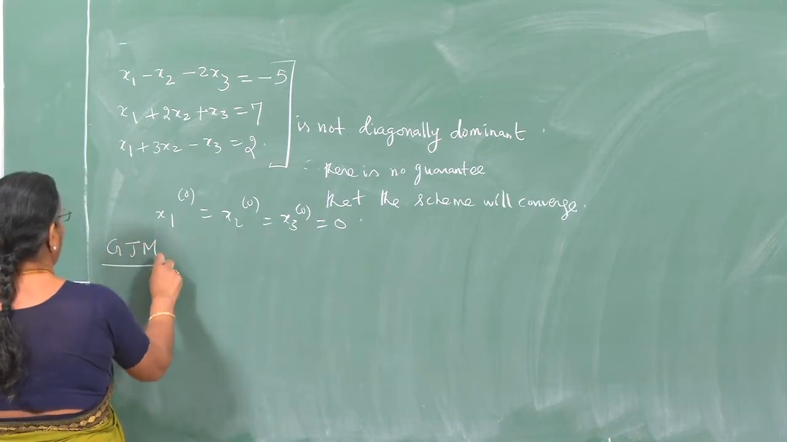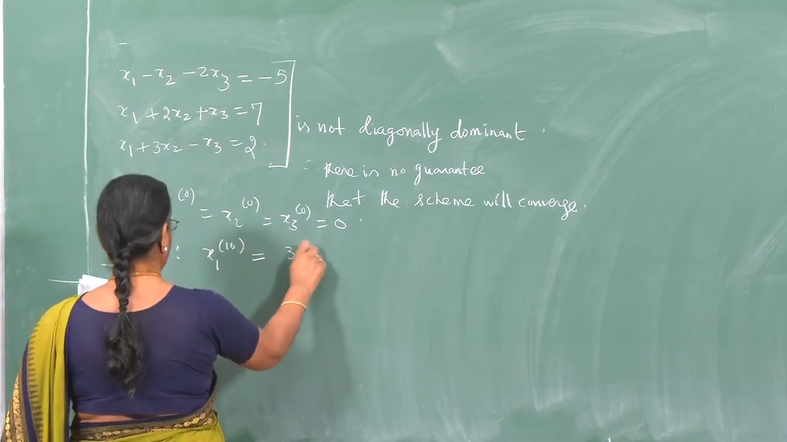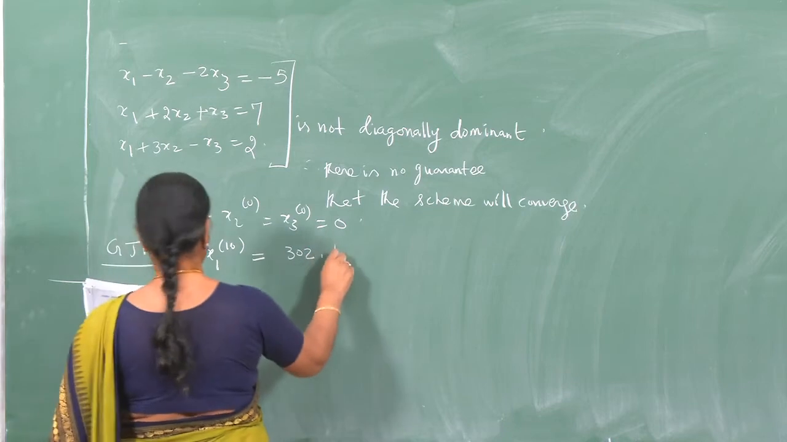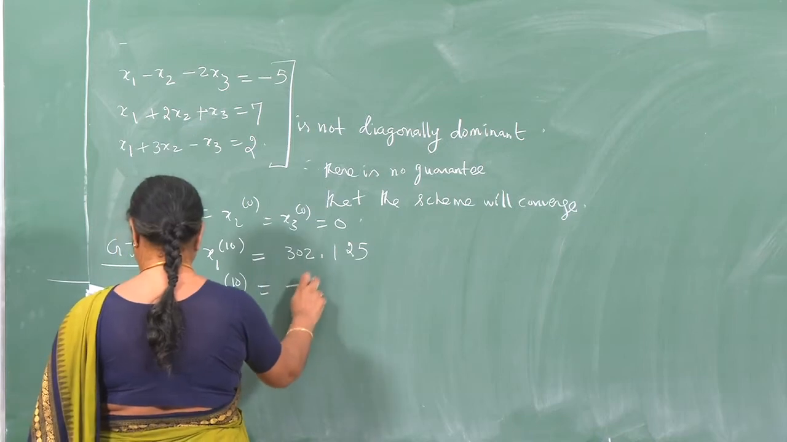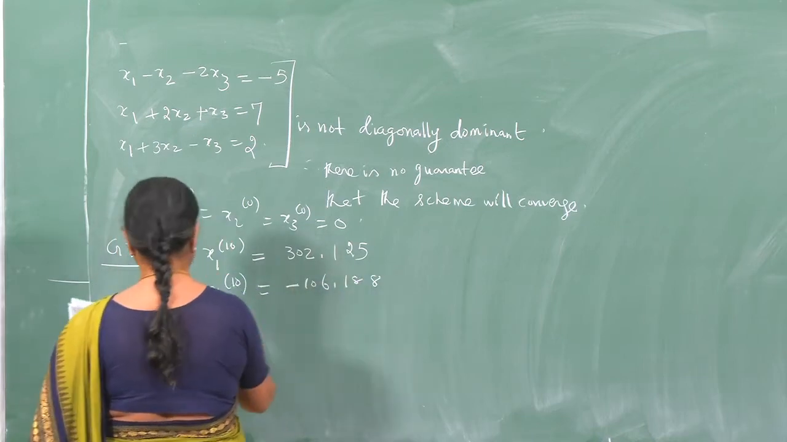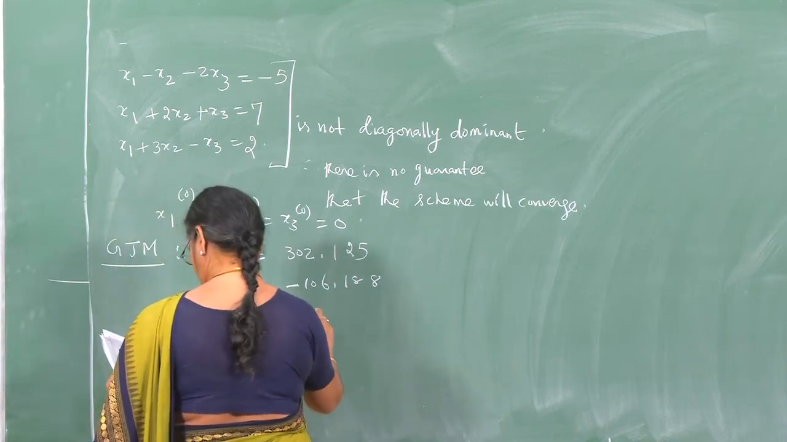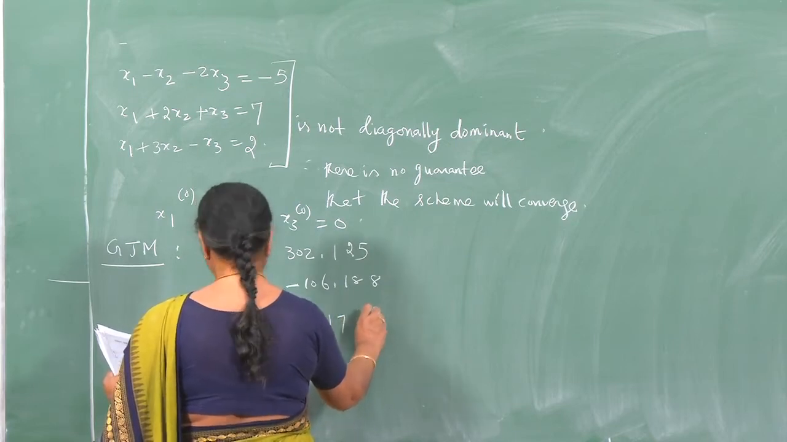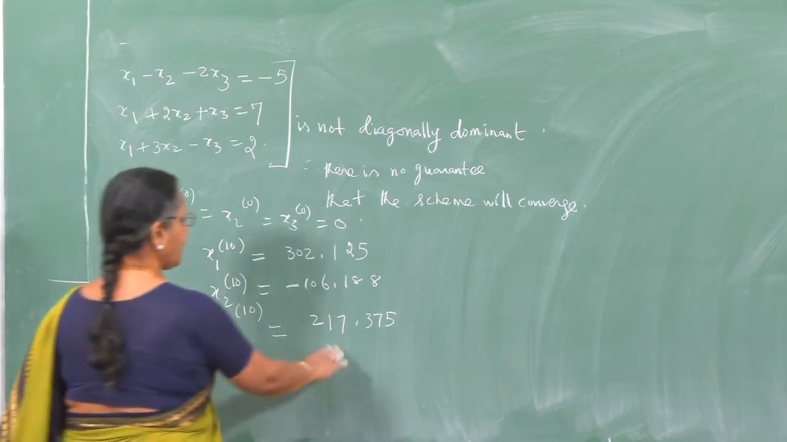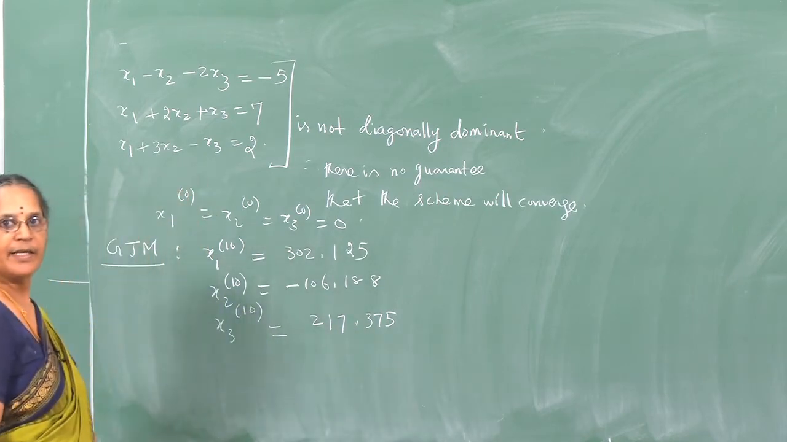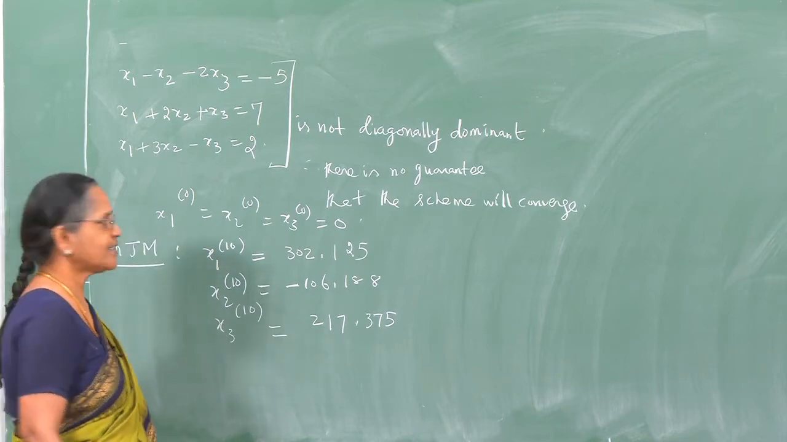then if I apply Gauss-Jacobi method, that gives me at the end of 10 iterations the solution for x1 as 302.125 and x2 as minus 106.188 and x3 at the 10th iteration turns out to be 217.375. These are the values of x1, x2, x3 at the end of 10 iterations.